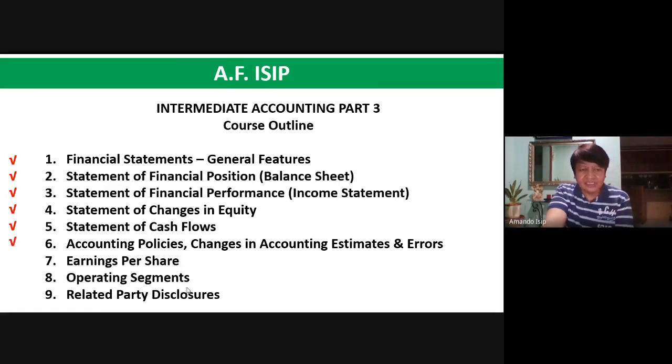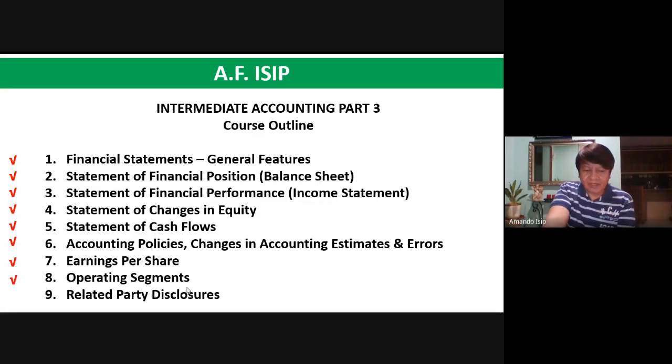And then we will also discuss under this subject the accounting policies, changes in accounting estimates, and errors. So these errors that we will discuss here are connected with our auditing problems. And then we will tackle earnings per share. This is needed for the information of every shareholder or stockholder. Because if you are a stockholder, you want to know how much income did I earn for every share that I own. And that is the significance of earnings per share.